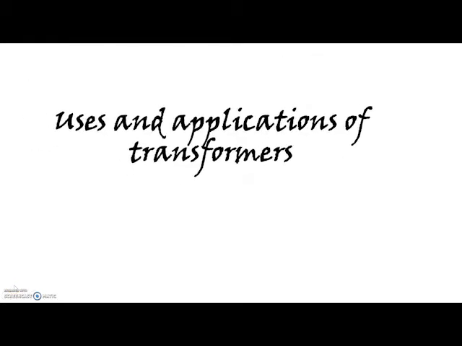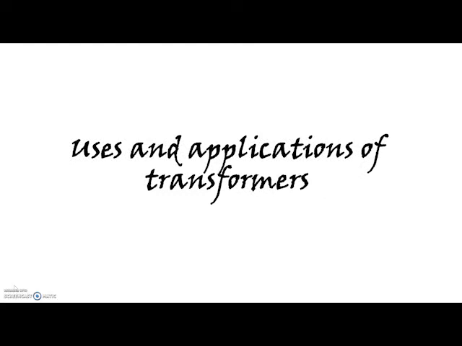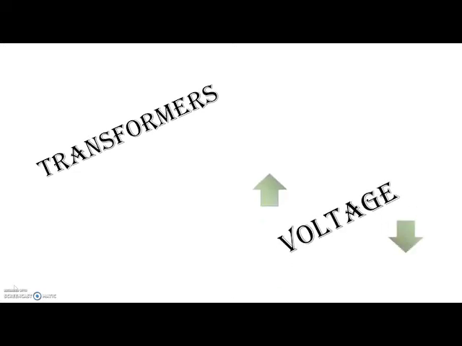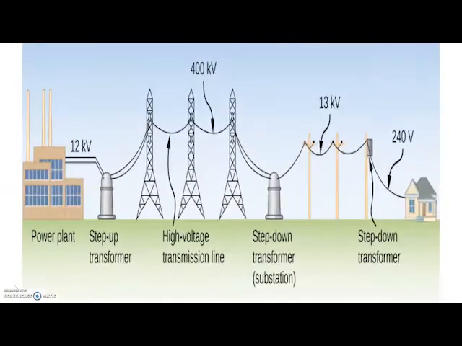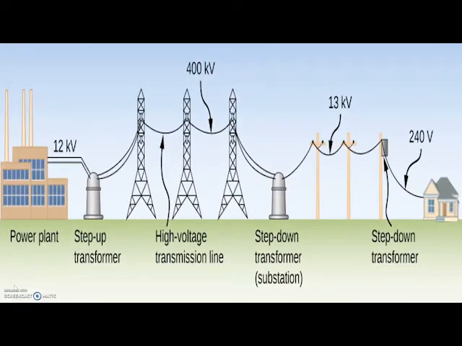Hey guys, I will be talking about the uses and the applications of transformers. Transformers are normally used to increase or decrease the level of voltage in an alternating current, known as AC, circuit. One example of transformers used for this function is in transmission lines.